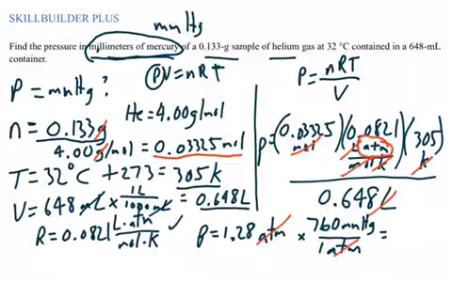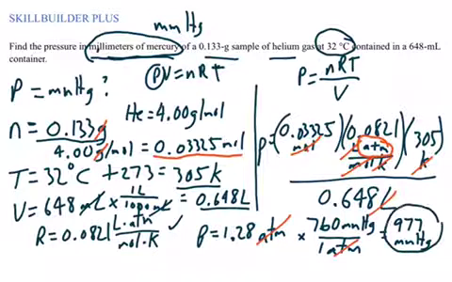I get 976.5. Let's round that to 3 significant digits, okay? And that will be 977 millimeters of mercury. Now, the reason we round it to 3 is because when you change this to Kelvin, it's 305, and that one has 3. So 3 is the lowest. Okay, so our final answer in millimeters of mercury would be 977.